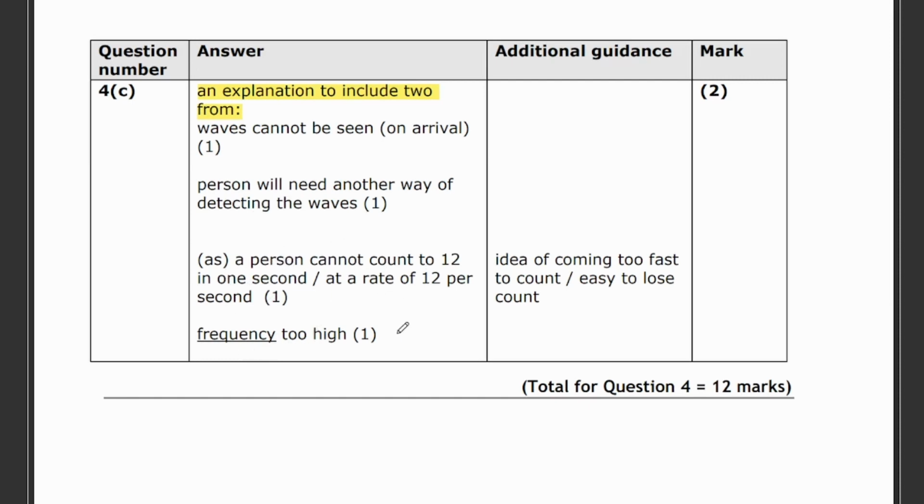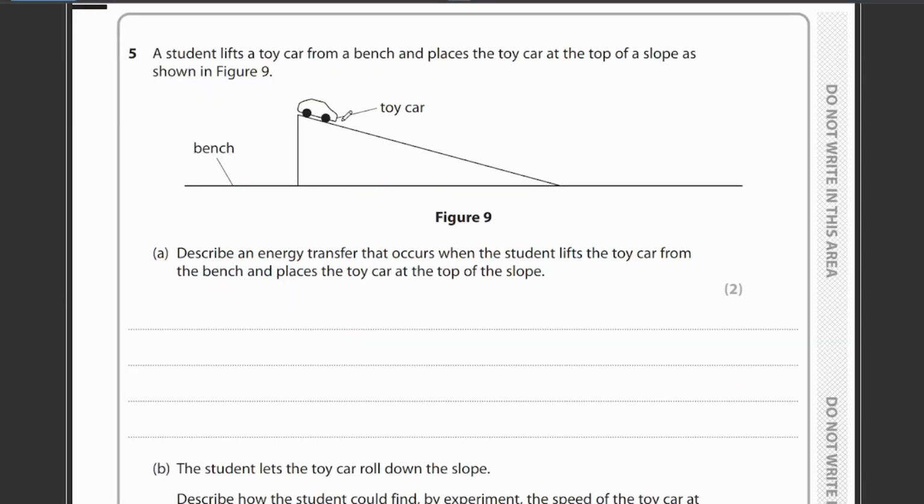Now let's move on to question 5. Question number 5. A student lifts a toy car from the bench and places the toy car at the top of a slope as shown in figure 9. Describe an energy transfer that occurs when the student lifts the toy car from the bench and places the toy car at the top of the slope. So imagine the toy car starting being here. So that's where the toy car is initially. Now that is being lifted from there to there.